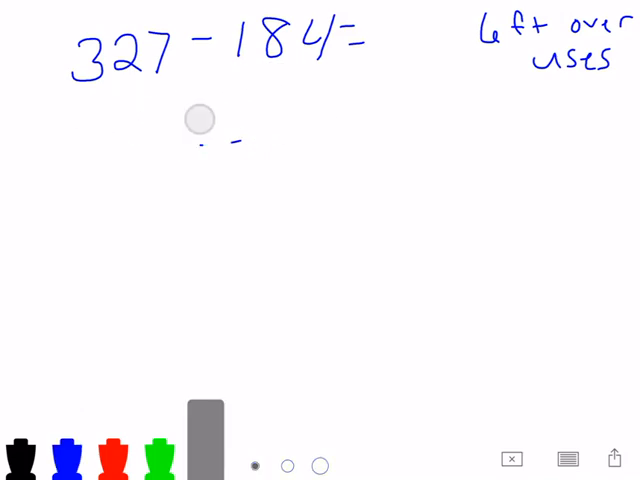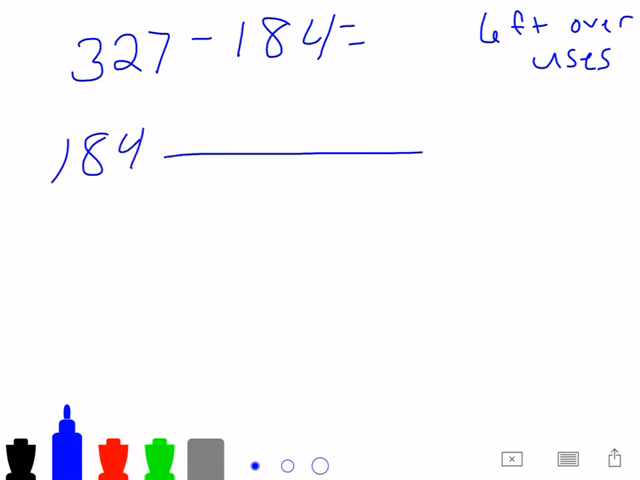I've talked about using the constant difference strategy. So whatever you add to this side of your problem, you also have to add to this side, so it shifts the whole problem on the number line. And one strategy that I haven't used a lot is called the differencing strategy, which is where you start with your 184 and you work your way up to the 327.